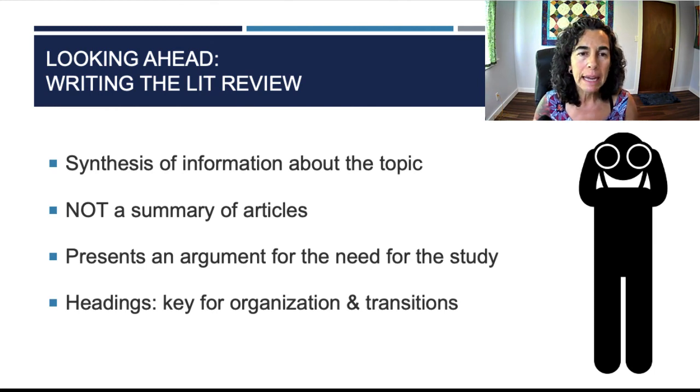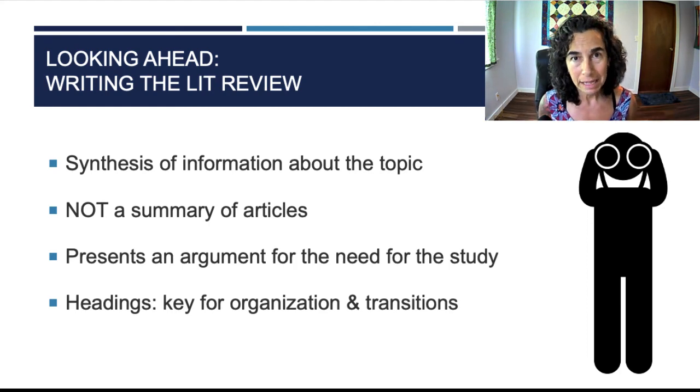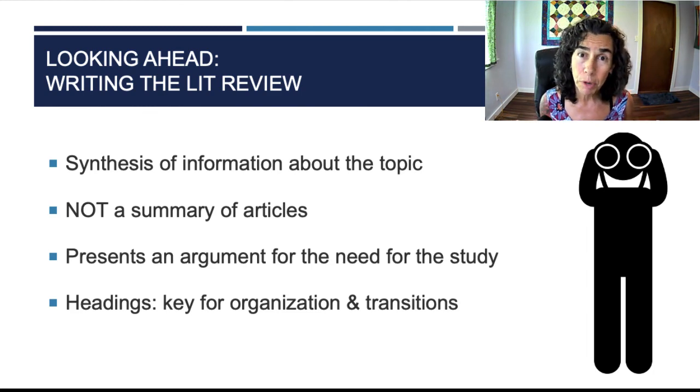Okay, so looking ahead to writing the literature review: a literature review is a synthesis of information about a topic. Synthesis meaning pulling information from all different places and making sense of it for the reader. It's not a summary of articles. Now, it may seem like that a little bit, that you say, Brown and Schultz said this, and Rodriguez and Velasquez said this, and Green and McDonald said this. But that doesn't help us, right? So that linear view of it doesn't help, and it's not appropriate for a literature review.